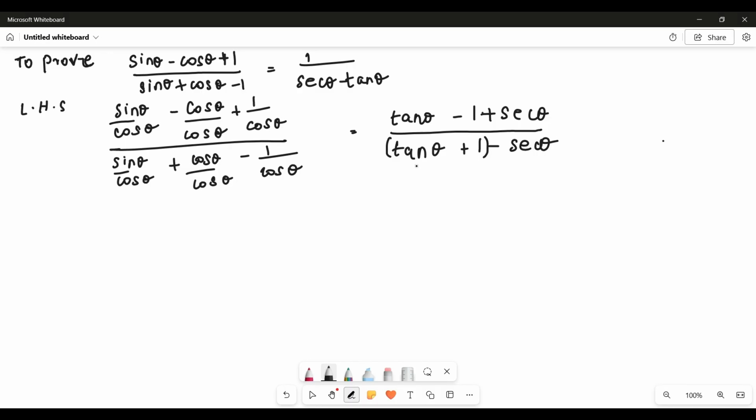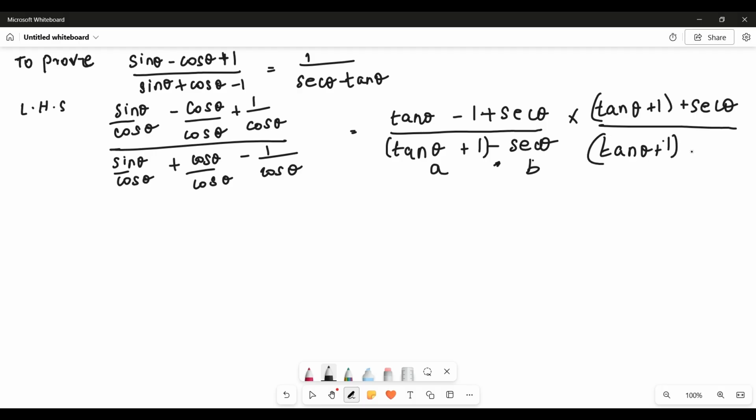So the first two terms I'll club together and make it look like a single term, and I have another term here. So I'll consider this as A and this as B and multiply by conjugates. When you multiply by conjugates, you just change the sign in between. So tan theta plus 1 plus secant theta. Same thing, multiply and divide by conjugates. So tan theta plus 1 plus secant theta. This is a minus b and this is a plus b, so you get a square minus b square in the next step.